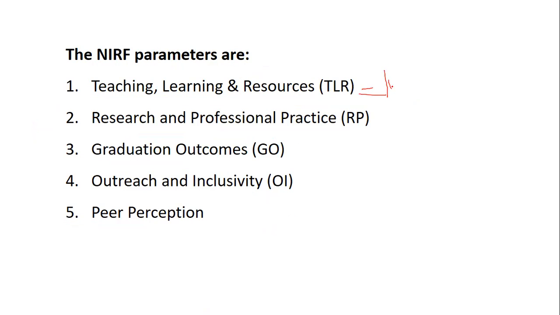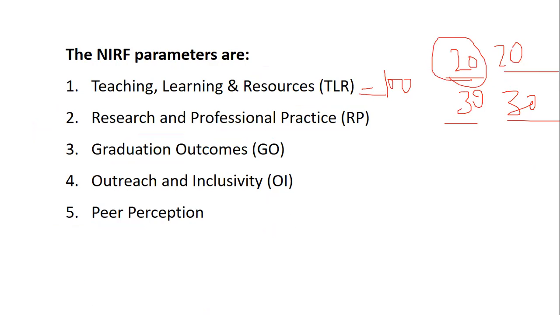The weightage is 100, which is divided into 20, 20, 30, 30. So 20 is for student strength, the faculty student ratio is 30, faculty metrics is 20, and financial resources is 30. Just keep this in mind very well. I'll repeat: student strength is 20, faculty student ratio is 30, combined metrics for faculty is 20, and financial resources is 30.